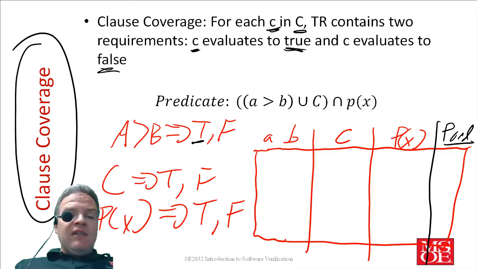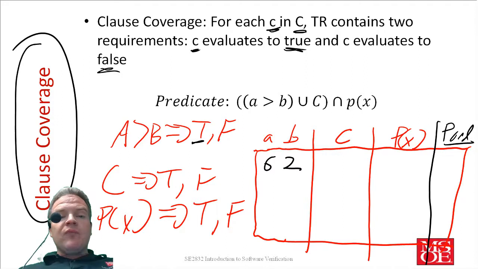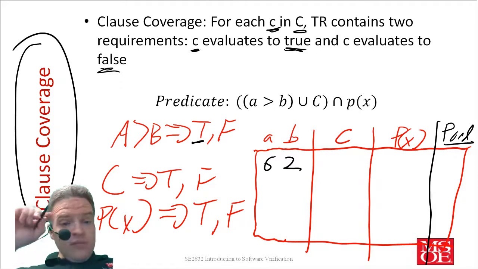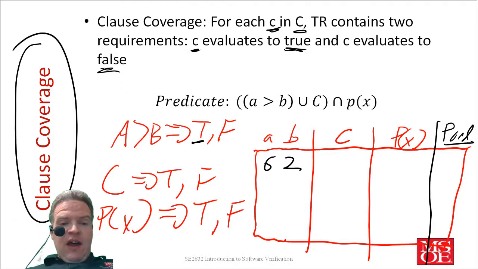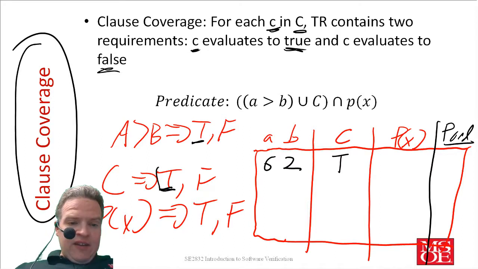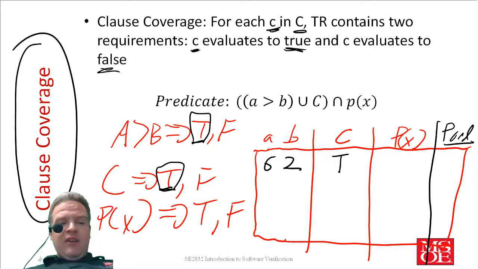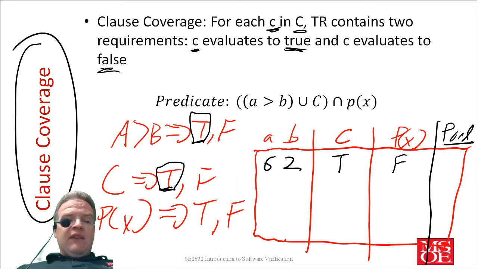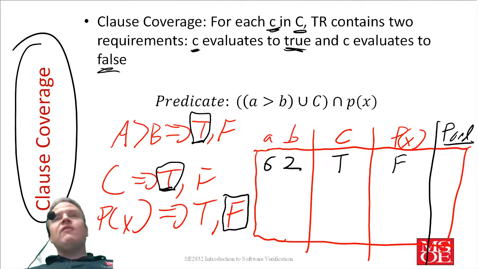So I'm going to pass in, for example, 6 and 2. And I'm going to pass in for C a value of true as well. So I've got these predicates being the case. And then I'm going to have P of X being false. So my overall predicate based on this is going to be false.